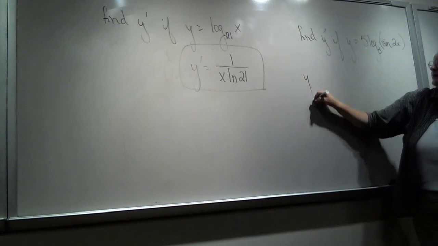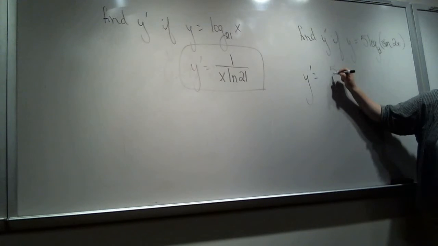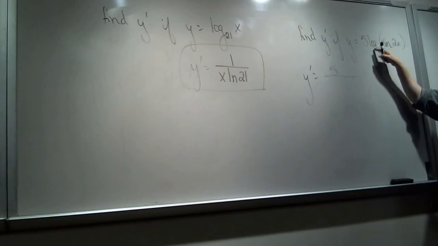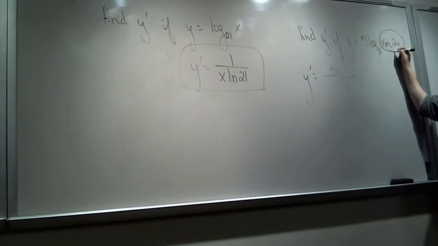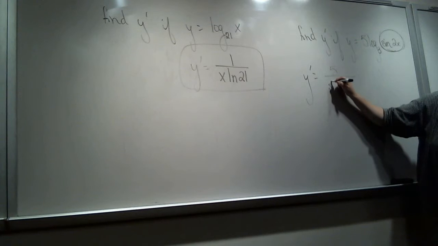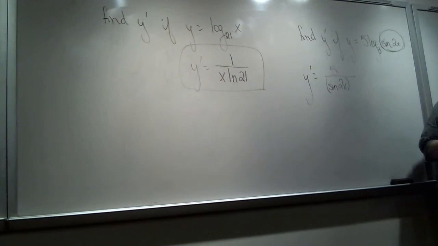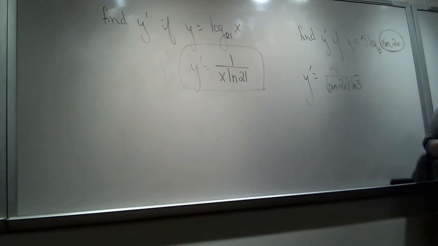Okay, so y prime is, what happens to the constant in front of any function of x? Just stays. Now, because it's a log, the log is always 1 over something. Now, because it's chain rule, this is what's representing my x. So I have 5 over the sine of 2x times the natural log of 3.